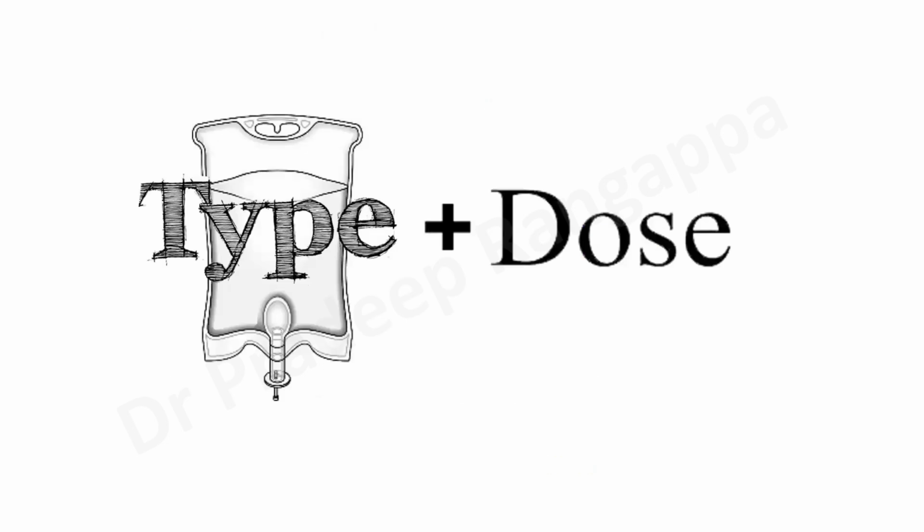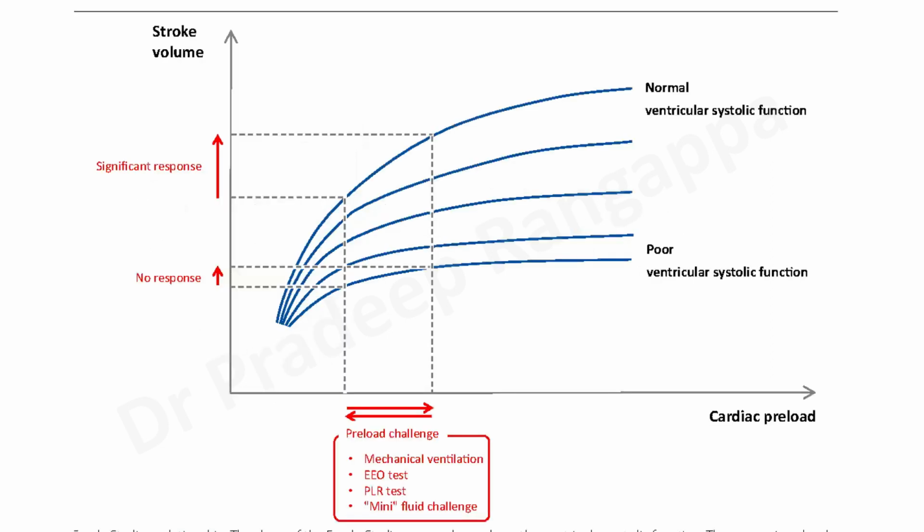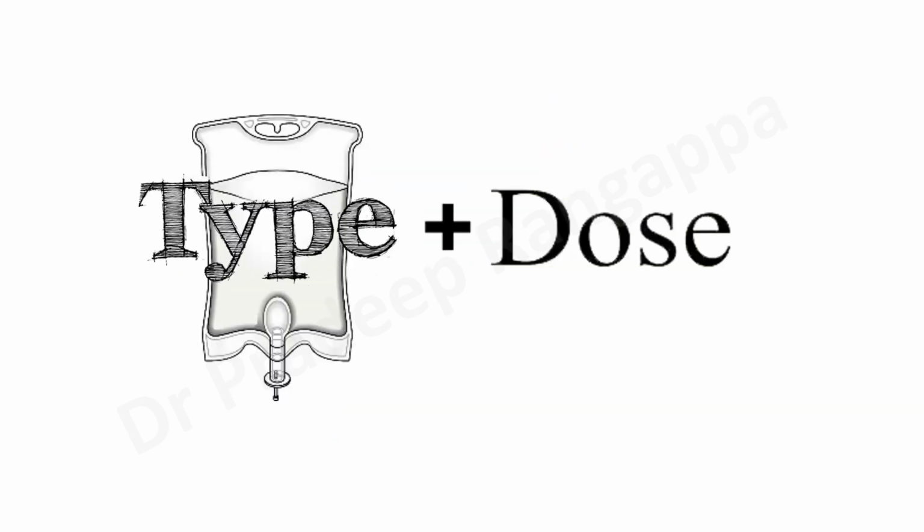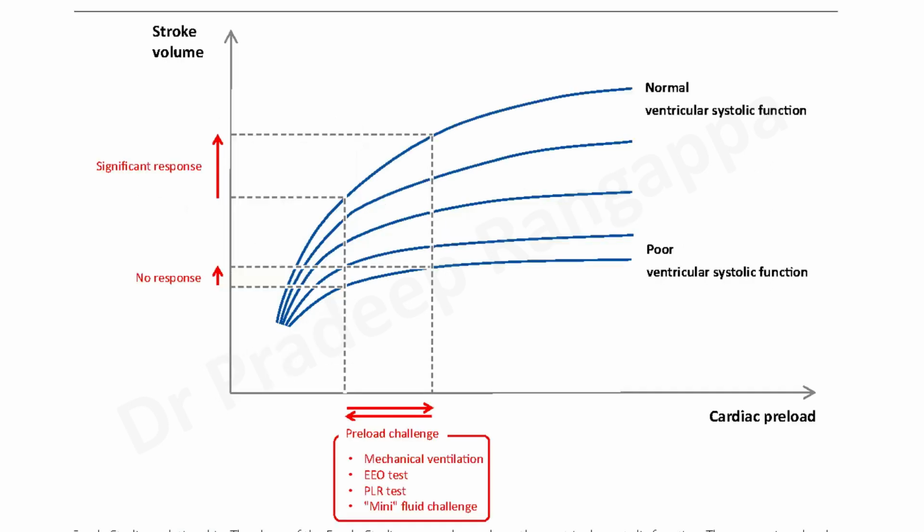So now we'll delve into what type of fluid the current evidence substantiates and what dose we have to use. For any type or dose of fluid, we need to understand this Frank-Starling curve. As you see, this curve is very descriptive of what happens in patients, as the Frank-Starling curve behaves in concurrence with the cardiac function.